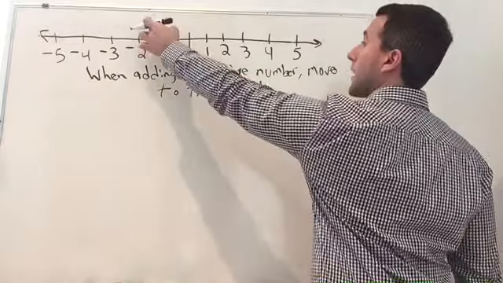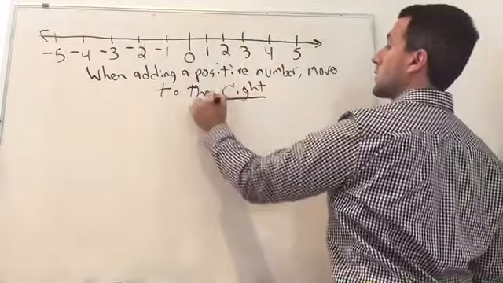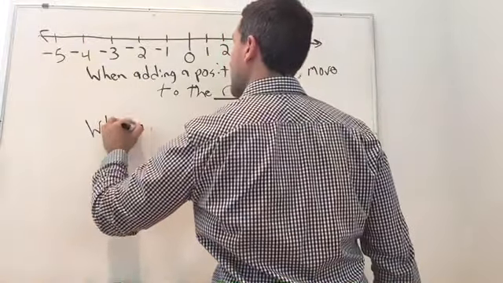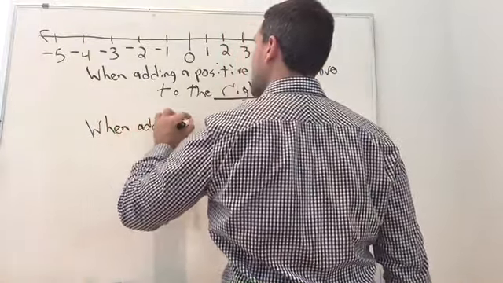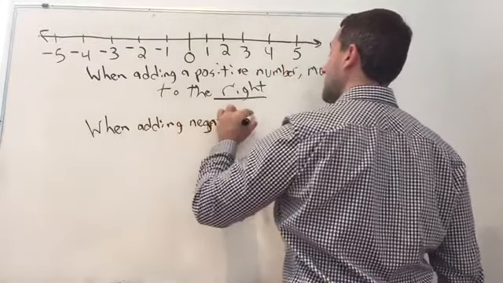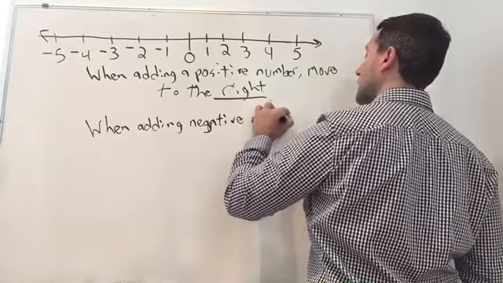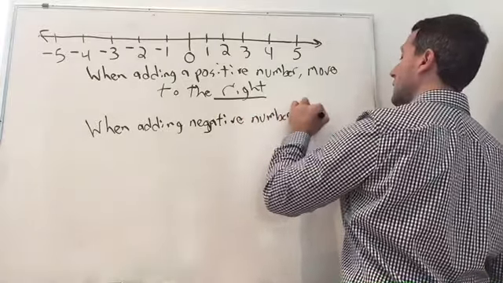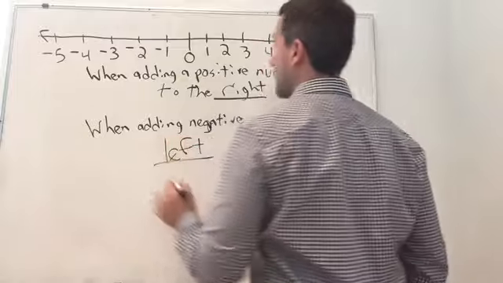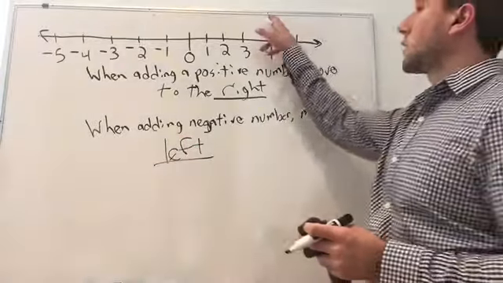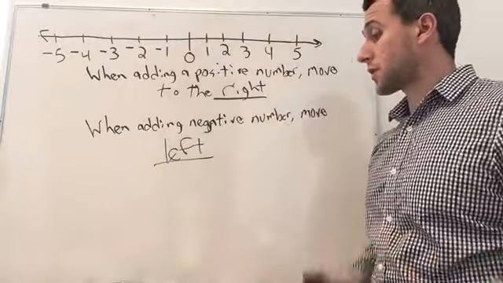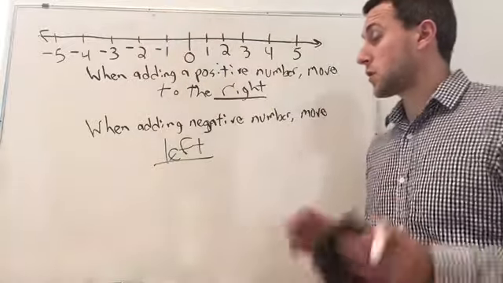So wherever I am, I add a positive, and I'm going to go this way. So that's your first blank. Now the opposite is true when adding a negative number. Move left. Right, so if I was adding a negative, I would go that way. Okay? That's the basic rules for this first part.